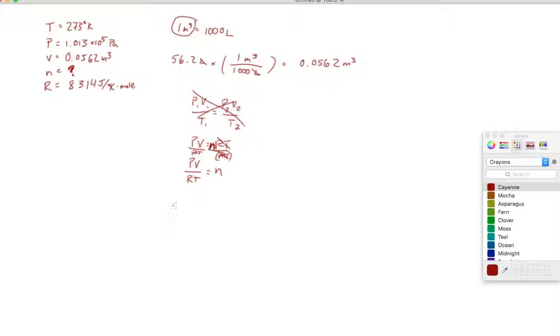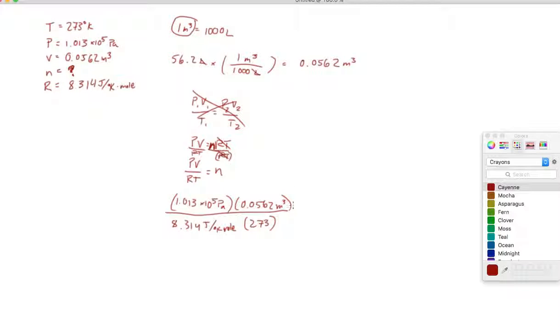I could write these numbers out right now if you want me to. Yeah, what the heck, I'll do it. Times 10 to the 5th, this is pascals. Times the volume, which is 0.0562 meters cubed. Our units are good. The gas constant is 8.314 joules per degree Kelvin mole. And our temperature is 273 degrees Kelvin.